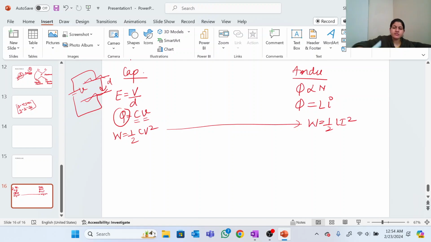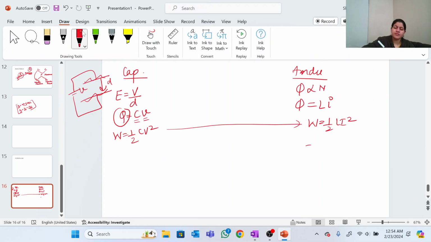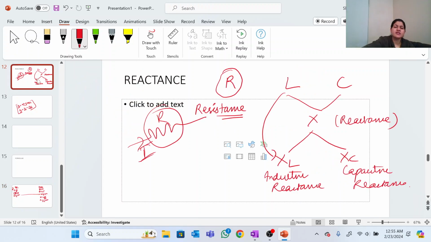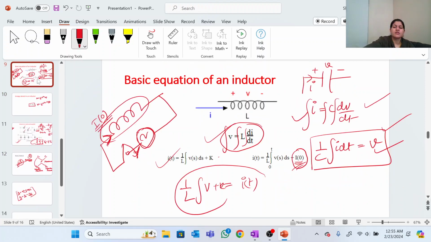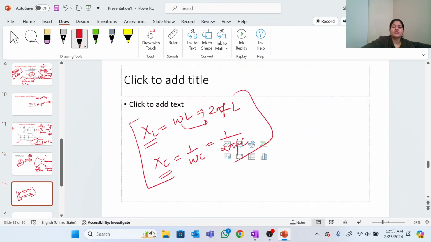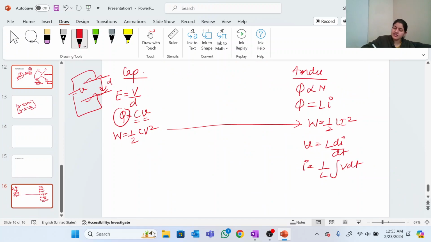Next, maybe we can write these formulas. V is equal to L di by dt, and I is equal to 1 upon L integral of V dt. If I'm not wrong, let's cross check with this. Yeah, so I is equal to 1 upon L integral of V dt, right? So we are right. In case of the capacitor it is exactly opposite. I is equal to C dV by dt, right? And here V is equal to 1 by C integral of I dt, right?